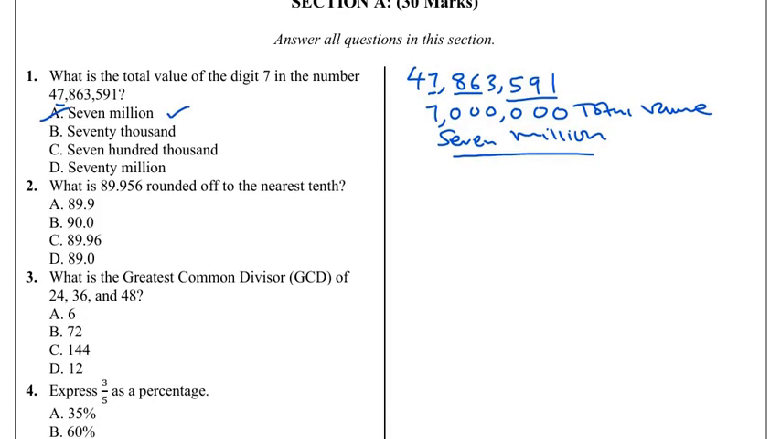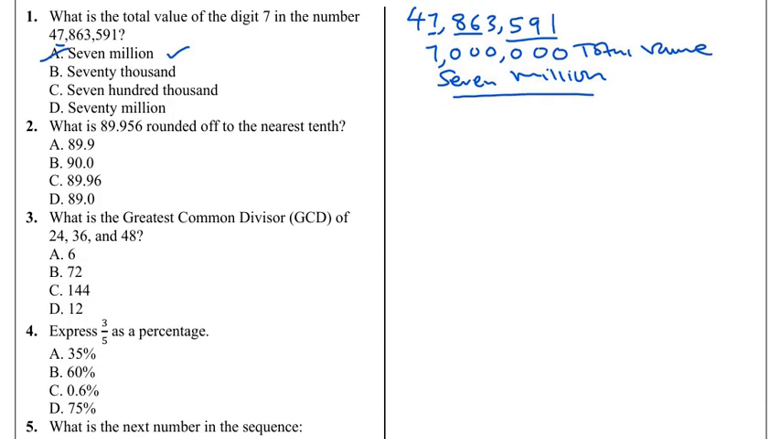Question 2. What is 89.956 rounded off to the nearest tenth? Not tenths, but tenth. We have to understand this. We have tenths and we have tenth. Tenth is this. So this is tenth. So we must write our number again.